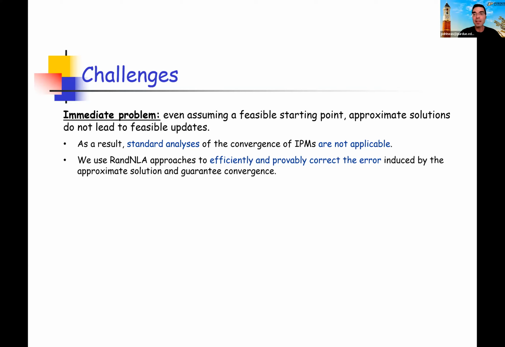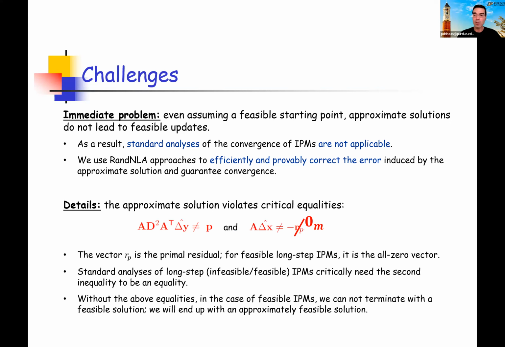And an immediate problem is that even assuming a feasible starting point, the minute you have an approximate solution, this does not lead to a feasible update. So all the standard analyses of the convergence of IPMs are out of the book. You need to come up with some new idea there. In particular, just to give you an idea of what happens here, you really need those two things here to be equalities in the traditional analysis. Delta x hat is the approximate update.